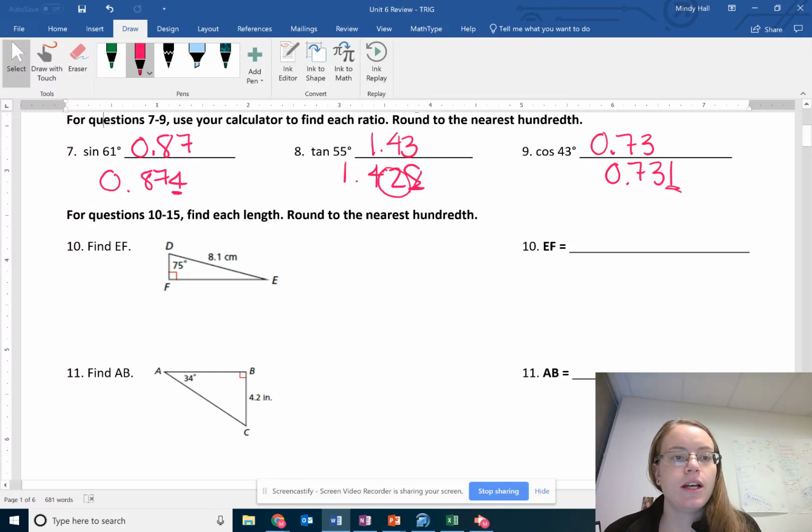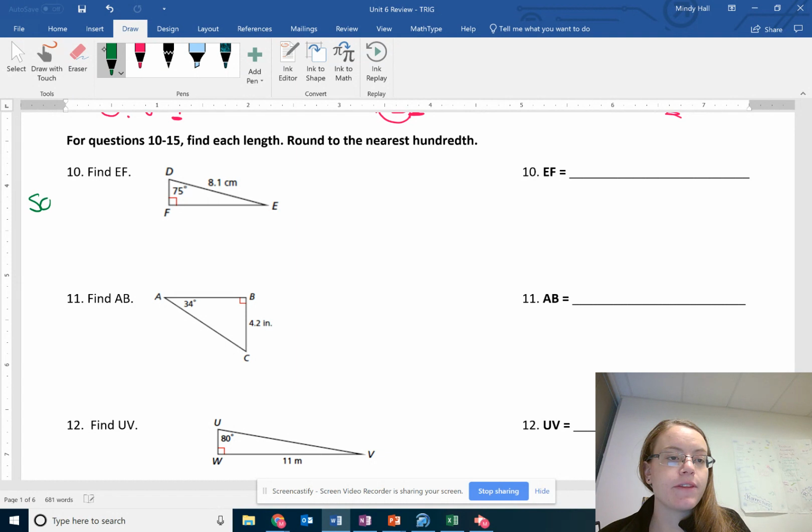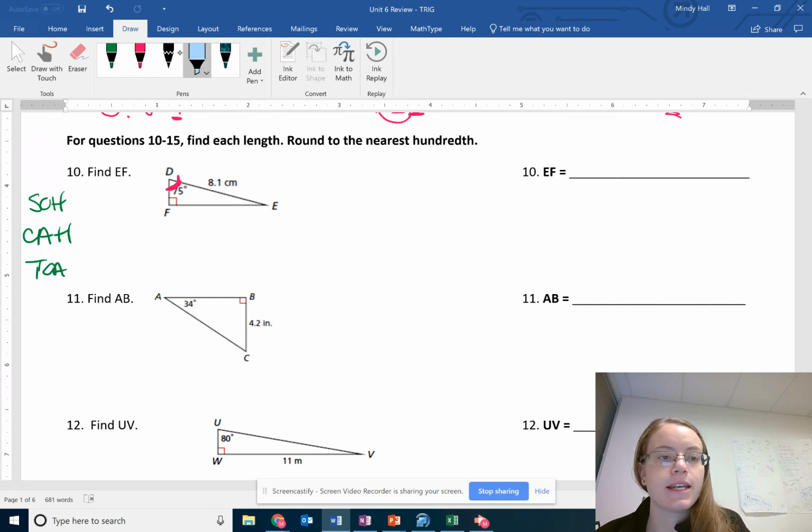Okay. For 10 through 15, we're just finding lengths, and we're going to be using trig. So we're going to have the SOHCAHTOA again. In order to pick which trig function you need to use, you're going to base it off of one of your angles. So for this one, I'm going to base it off of this 75-degree angle, and I want to find EF. So again, labeling the triangle can help you a lot.